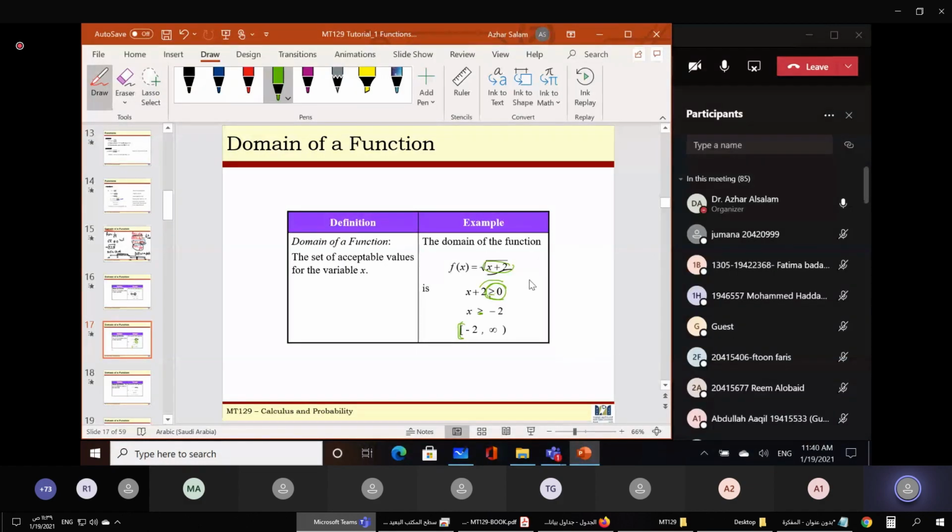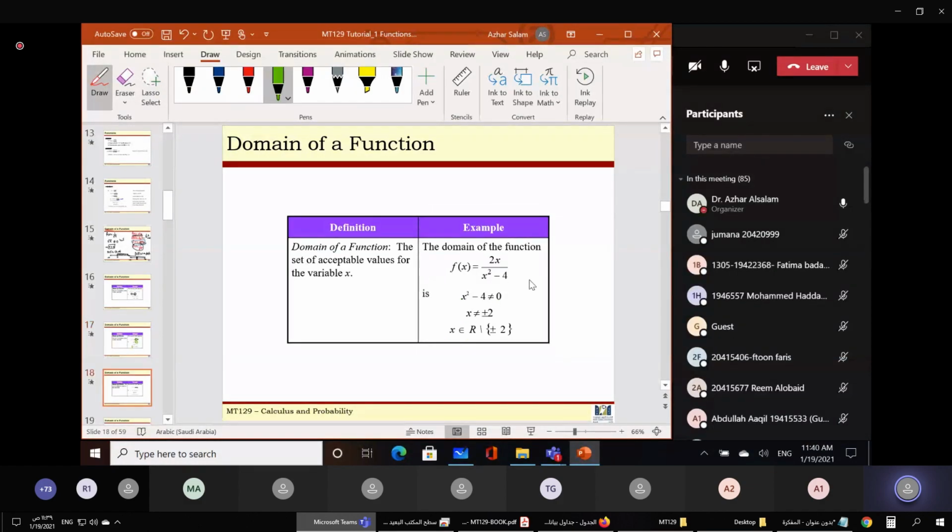Zero is inside the domain. Okay. And this is the rational function, the domain of the rational function here. Of course, we don't care about the numerator. Ignore the numerator. We only care about the values that make the denominator equal to zero. I take the denominator: x square minus 4 doesn't equal to 0. Not equal to 0 when x doesn't equal plus or minus 2.